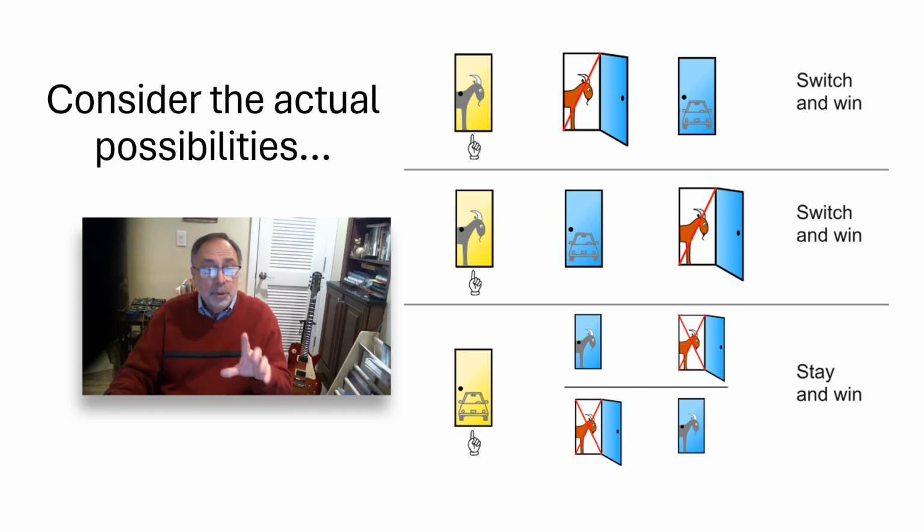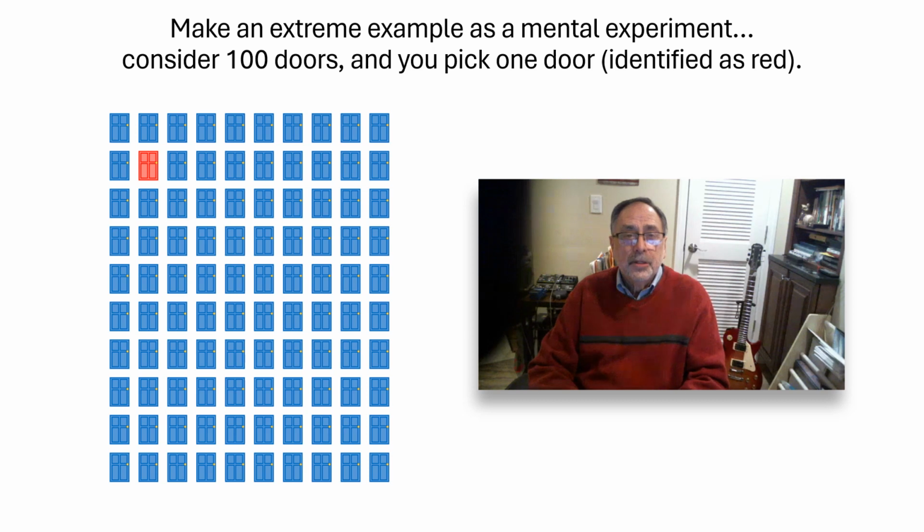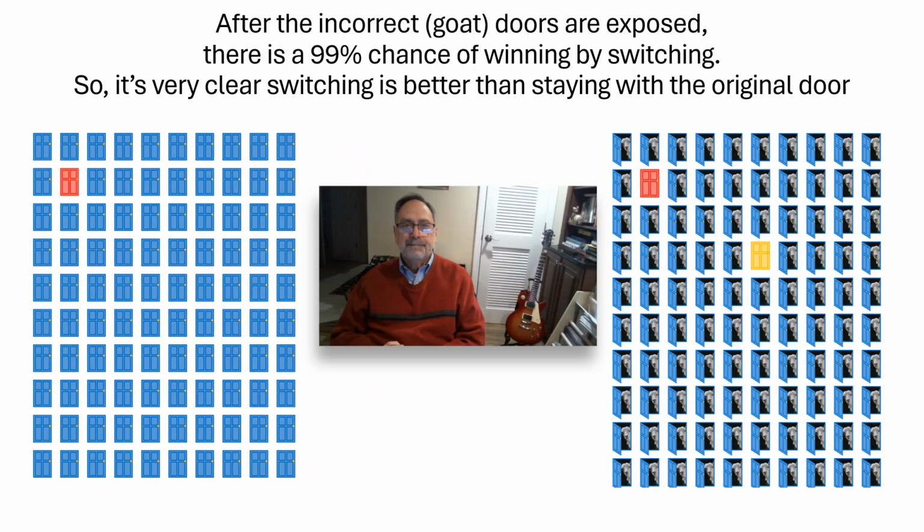Let's look at it one more time with sort of an exaggerated example. If you're not convinced, I think the next slide really drives home the situation. So let's make an extreme example as just a mental experiment to understand the statistics here. Let's say we have 100 doors, and we get to pick one door. It's indicated here as the red door. That's the door we pick. Now we have 1 out of 100 chances of winning. 1 out of 100, right? That's very clear.